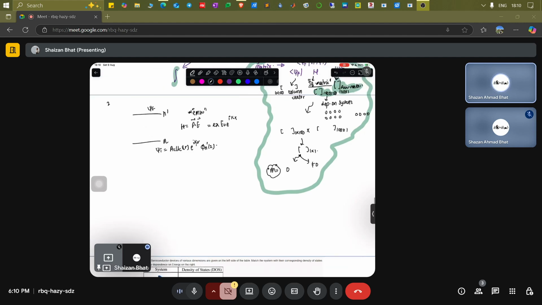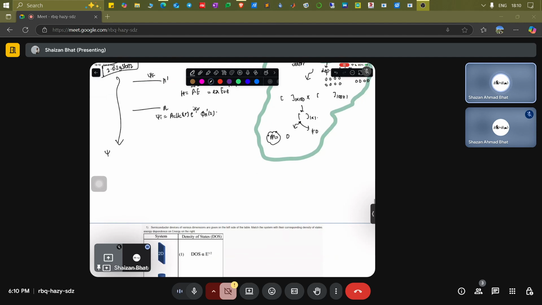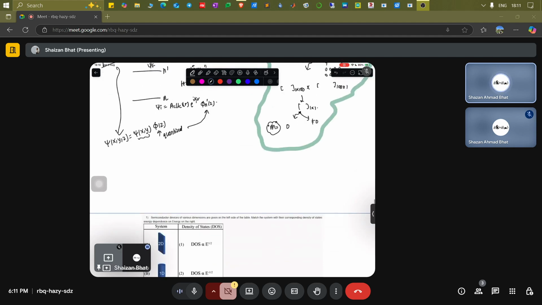We are writing it for a two-dimensional system. For a two-dimensional system, you know that the overall wave function in x, y, z can be written as the wave function in x, y times the wave function in z, because this is quantized in z. That's why this one is quantized, and this is like a Bloch function, like continuous plane waves, Bloch waves or a Bloch solution.